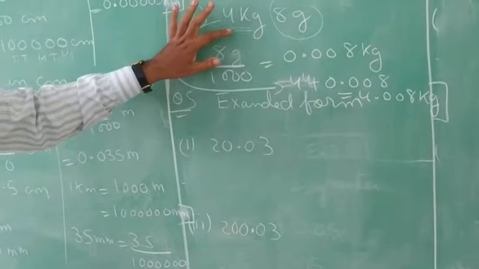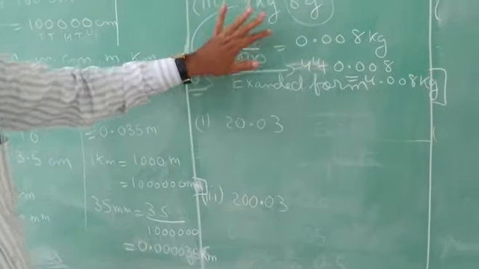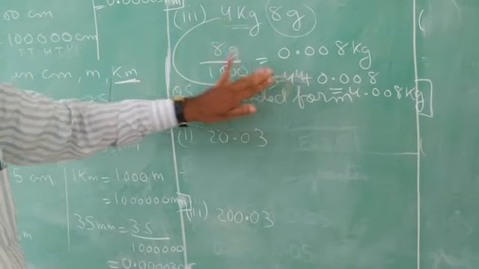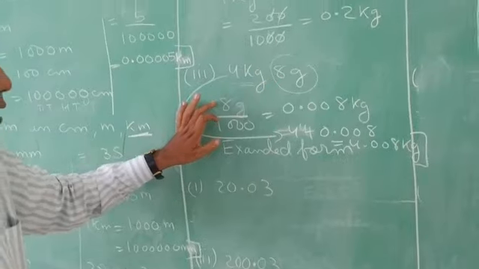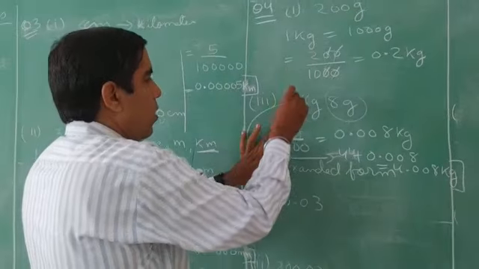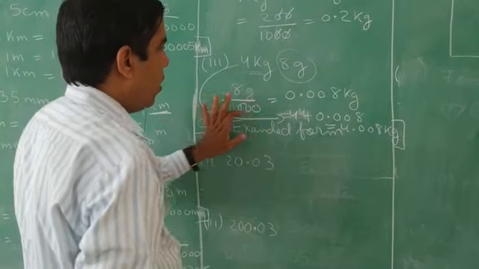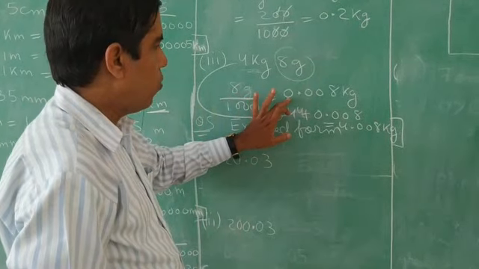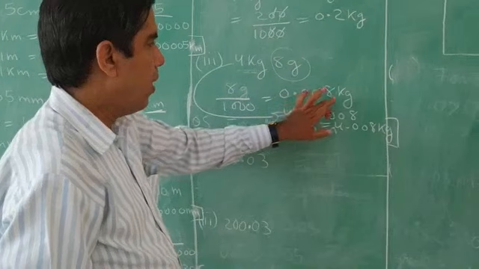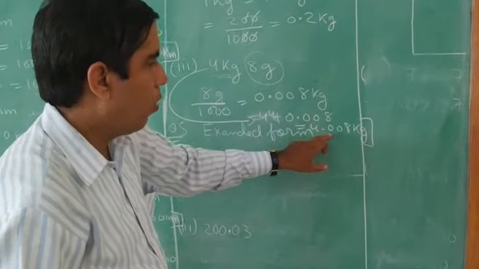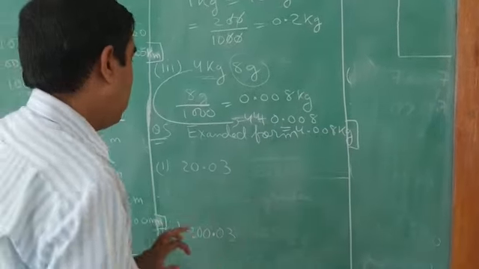I think it is clear to you. 4 kg 8 grams. It's already given in kg, so I am not going to touch this part. I am going to add afterwards. First I will convert this gram to kg. We know the relation. Already I wrote 1 kg is equal to 1000 grams. So 8 by 1000 is equal to 0.008 kg. 4 plus 0.008. The answer comes 4.008 kg.